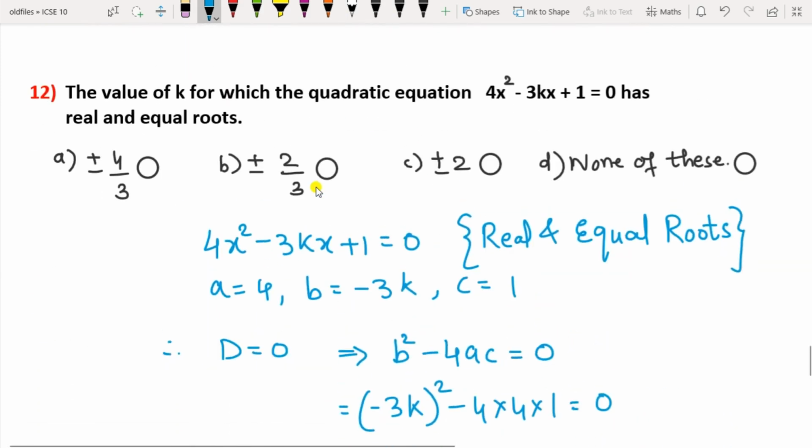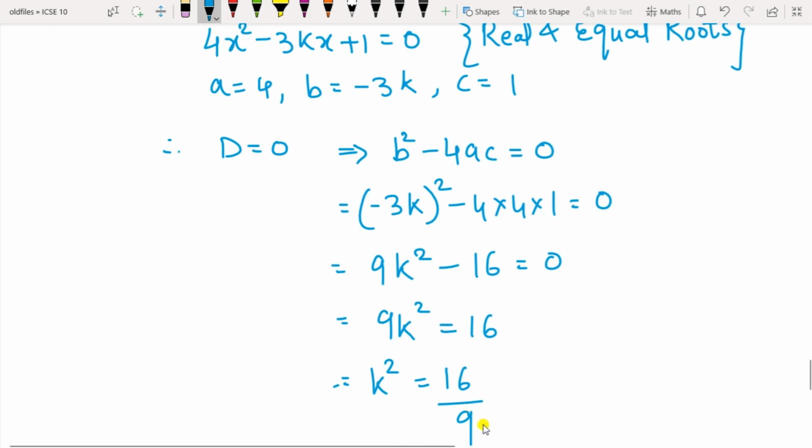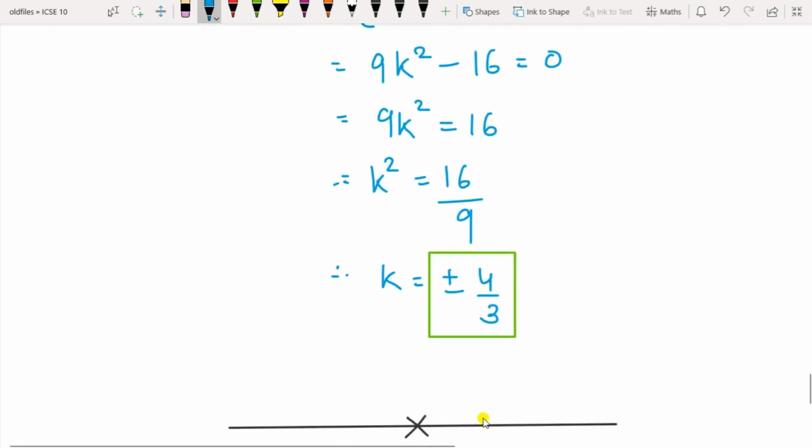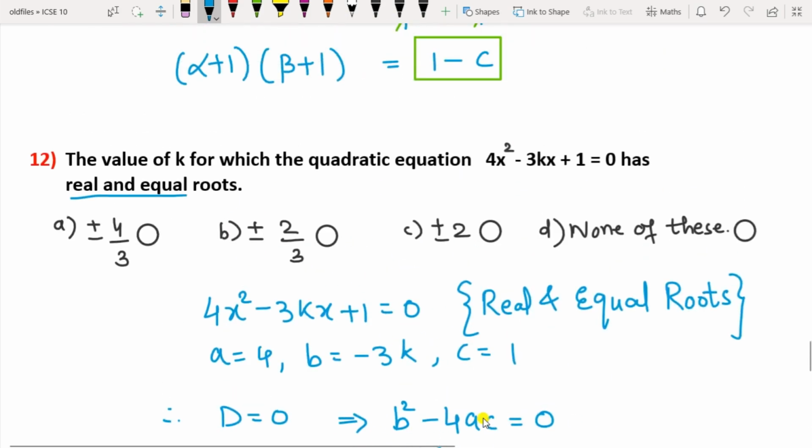Okay. Question 12 here is, the value of k for which the quadratic equation 4x square minus 3kx plus 1 equal to 0 has real and equal roots. So it is given real and equal roots, therefore d should be equal to 0 and hence b square minus 4ac is equal to 0. And from this equation a is 4, b is minus 3k and c is 1 here, and substitute the values here. So you get k square as 16 by 9 and therefore k is plus or minus 4 by 3. So the correct option is A, that is plus or minus 4 by 3.